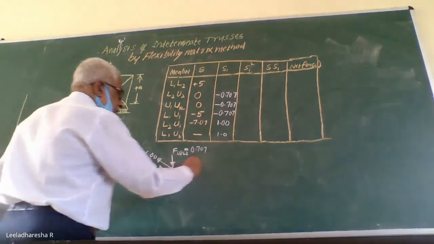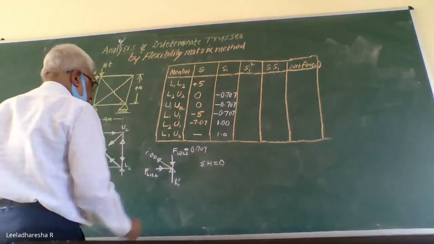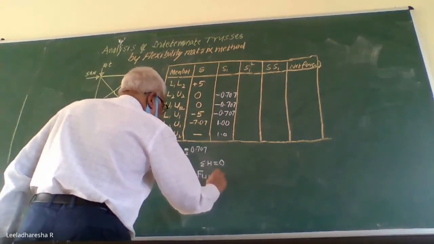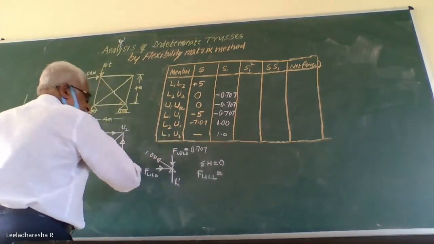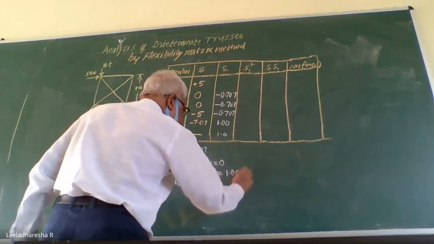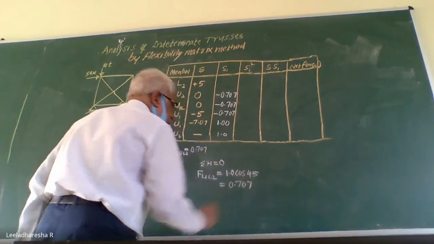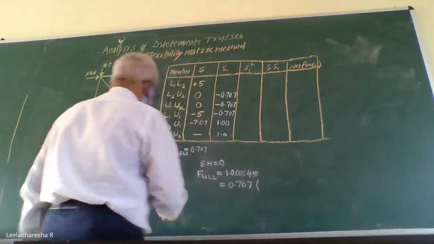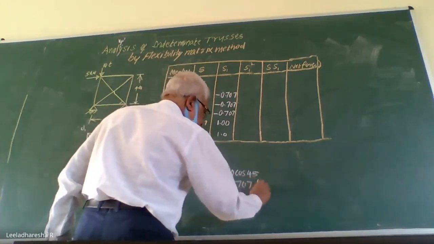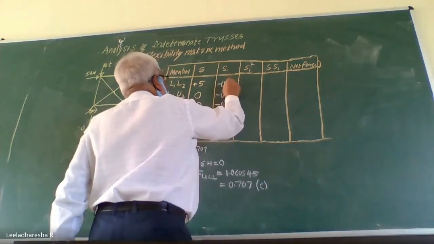So now equate sigma H to 0. F L1 L2, the rightward force, is equal to the leftward component of this, that is 1.0 cos 45. So you get once again 0.707. And this was assumed to be compression. Compression means towards the joint. So minus 0.707.